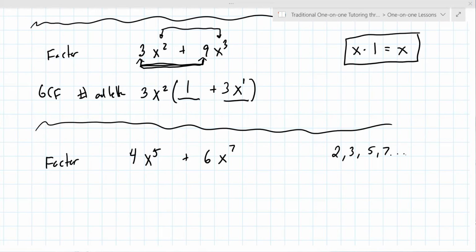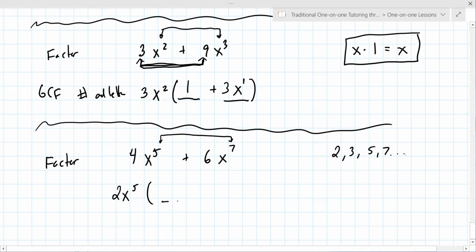So 2. So 2x to the 5th, because you have to look for the smaller exponent. Okay, got it. And then what goes inside here? 2, and so 2x to the 5th.